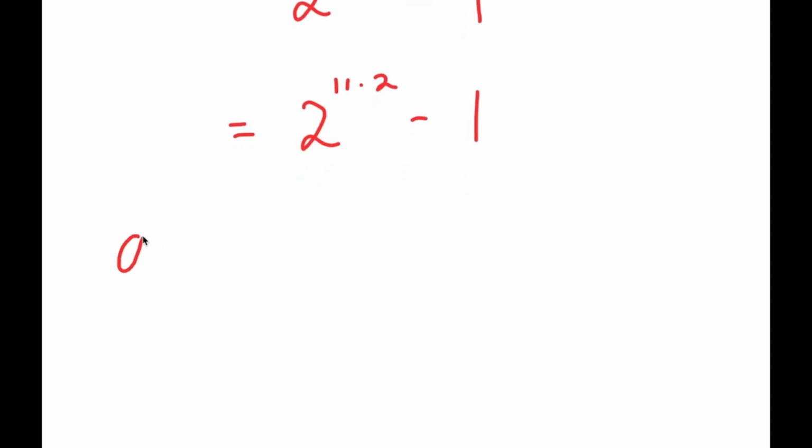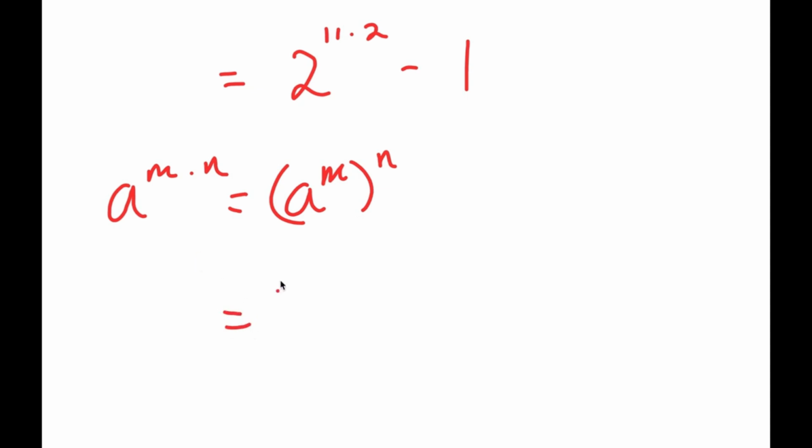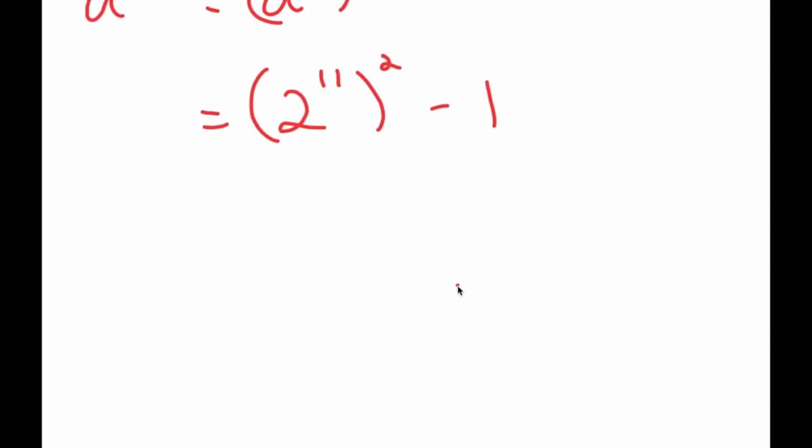Now, if I have something in the form a to the power of m times n, this is equal to a to the power of m to the power of n. So 2 to the power of 11 times 2 is equal to 2 to the power of 11 to the power of 2 minus 1. Now 1 is the same thing as 1 squared. So now I have 2 to the power of 11 to the power of 2 minus 1 squared.